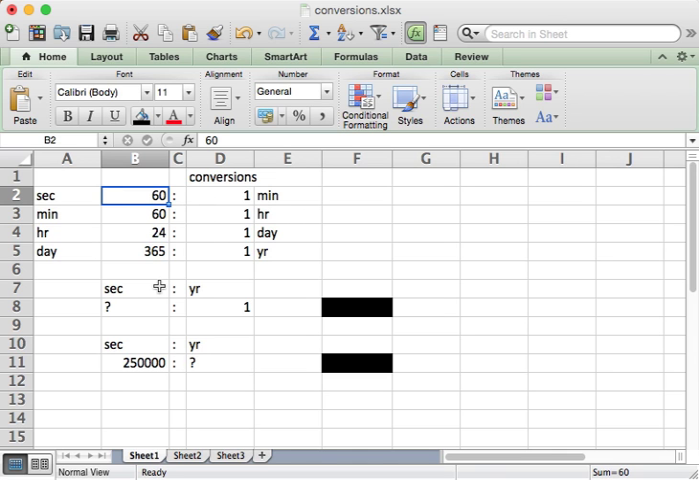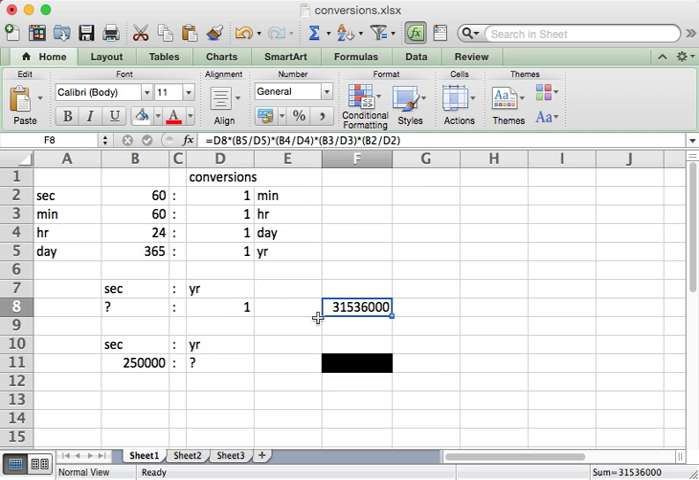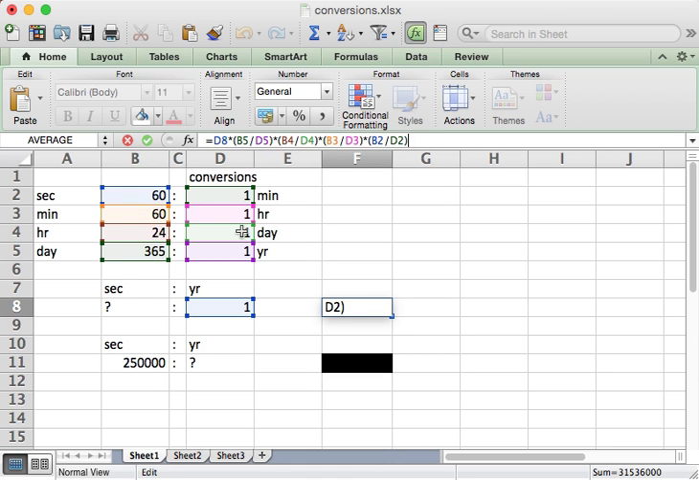So how many seconds per year? So I'm starting with year. I covered this just so it wouldn't be distracting at first. But I'd input my formula here, right? D8 star. Looking at this, it's just a whole bunch of cells. So what did I do? I took the year, multiplied by B5 divided by D5, multiplied by the days divided by the year. That way the unit year cancels.